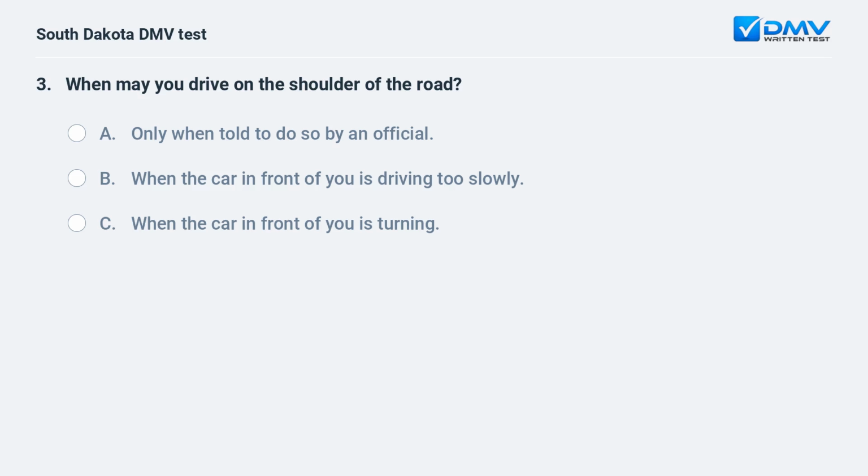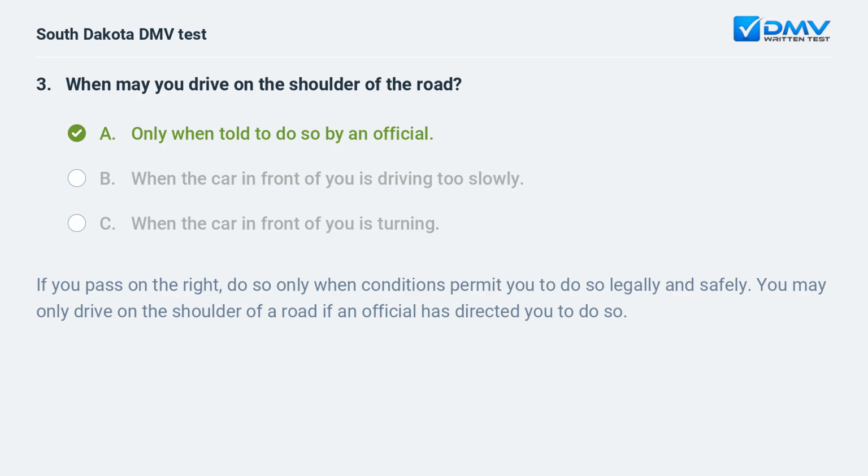When may you drive on the shoulder of the road? a. Only when told to do so by an official. b. When the car in front of you is driving too slowly. c. When the car in front of you is turning. The answer is a. If you pass on the right, do so only when conditions permit you to do so legally and safely. You may only drive on the shoulder of a road if an official has directed you to do so.